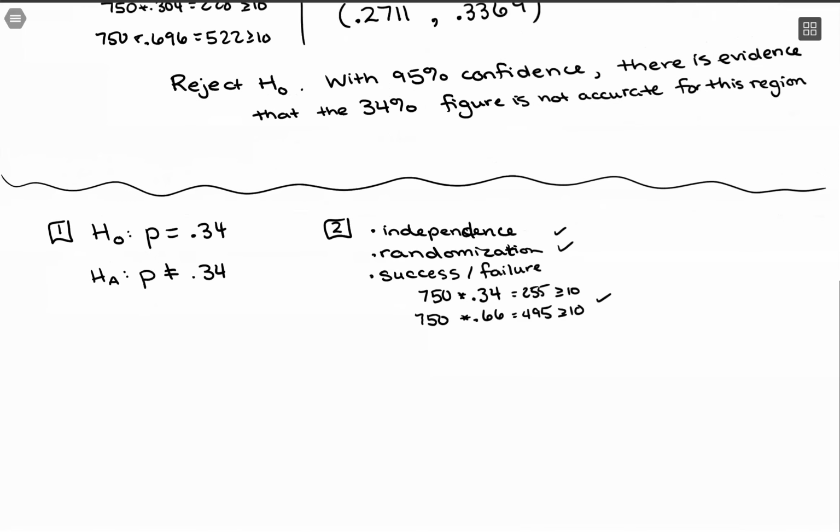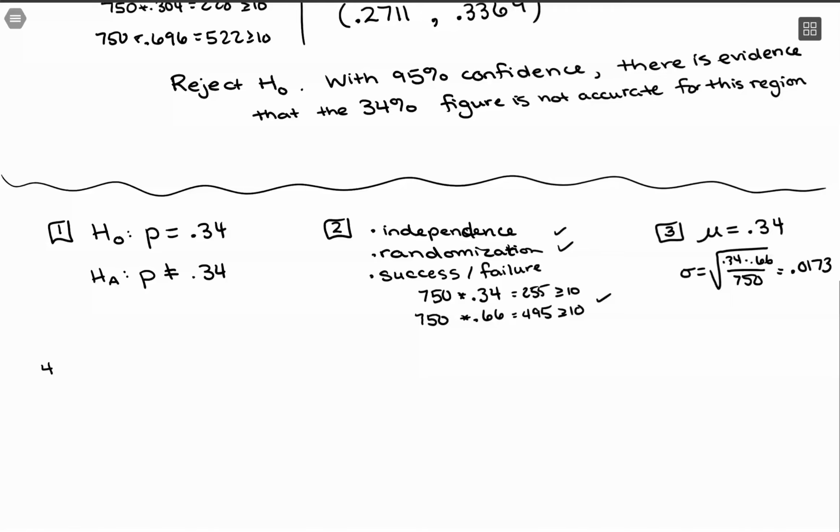Then we'll go ahead and set up our mean and standard deviation. I'm going to put that in over here. So mean of 0.34, standard deviation, we'll take the square root of 0.34 times 0.66 over sample size of 750, which should give us a standard deviation of 0.0173.